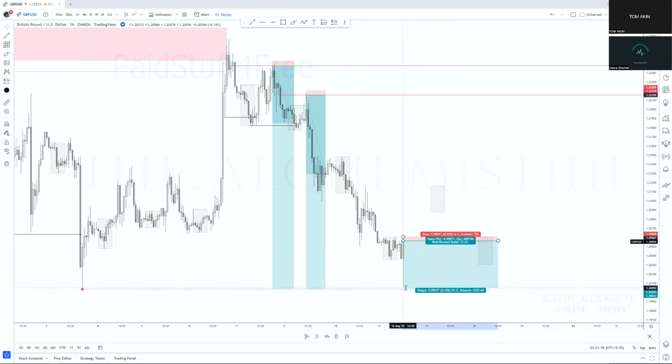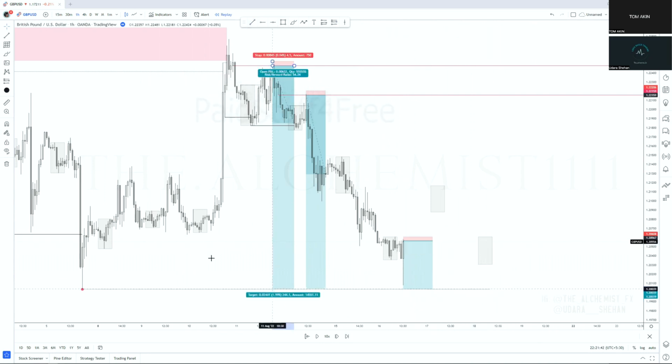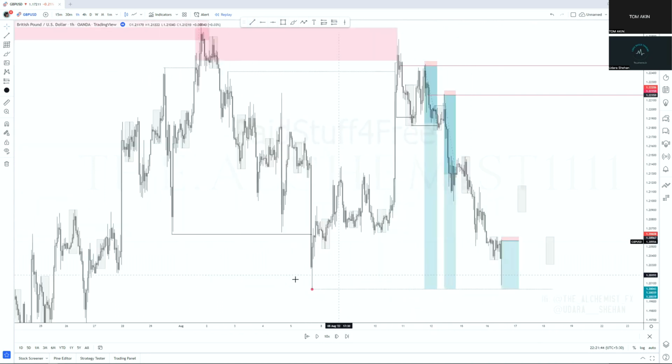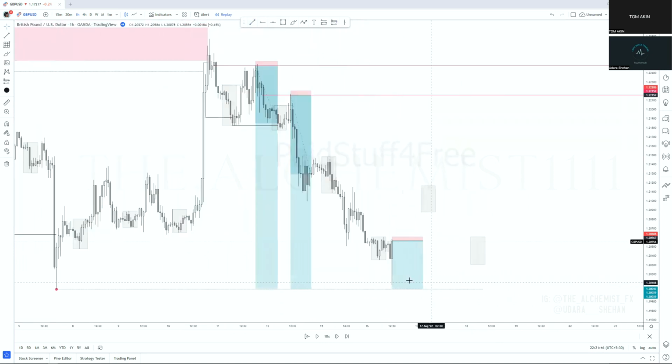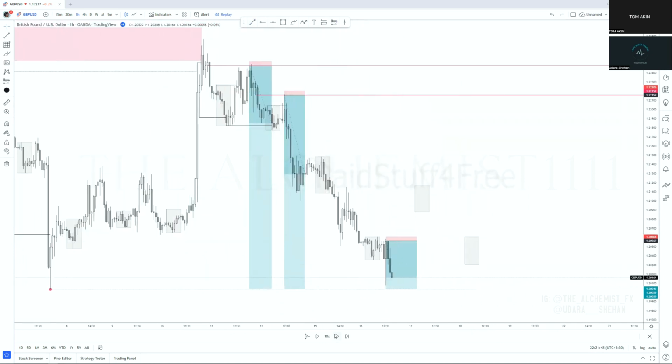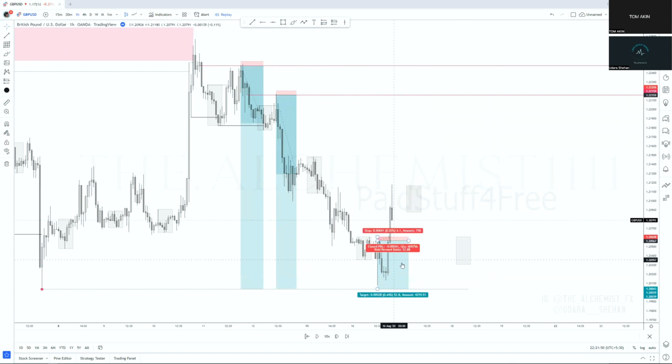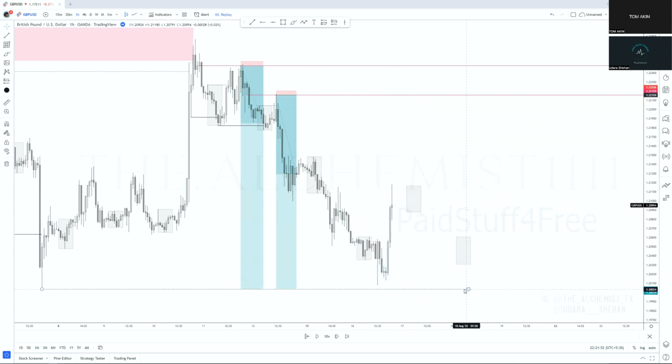This is what I was expecting this day. Why? Because it was so close to the external range liquidity, and I wasn't expecting anything to come from here. I wasn't expecting a buy from here, but it happened. For some reason, it started going up, break even. Okay, no problem, no problem.